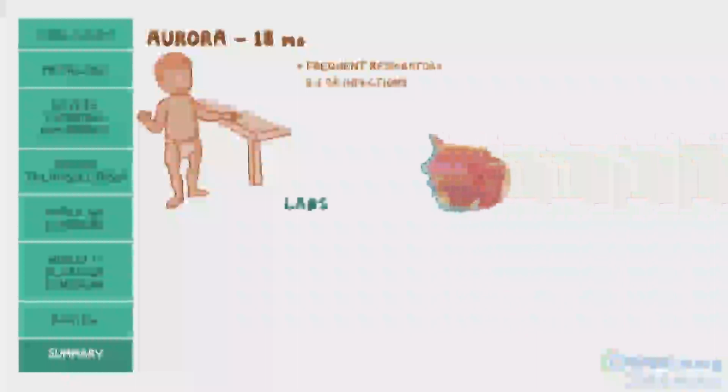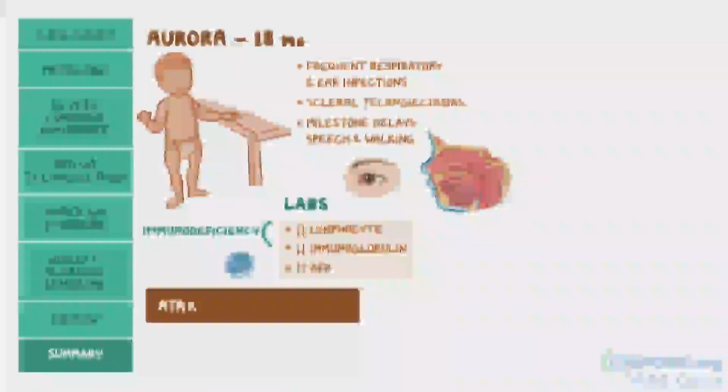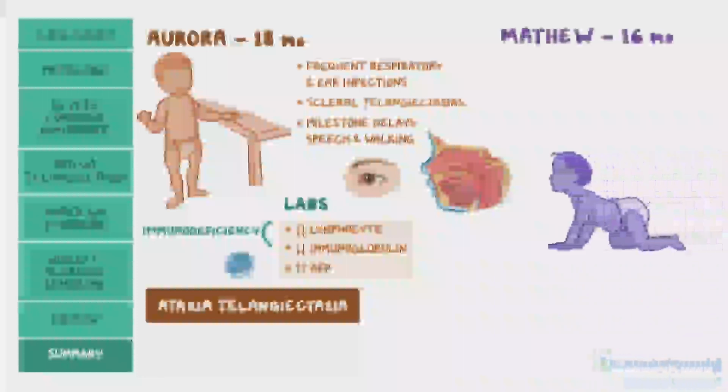Aurora is an 18-month-old girl that has frequent respiratory and ear infections, and her laboratory results reveal low lymphocytes and immunoglobulins. These findings should make you think that she has some form of immunodeficiency. Aurora also presents with scleral telangiectasias, milestone delays of speech and walking, and high alpha-fetoprotein levels, so diagnosis of ataxia-telangiectasia is very likely.